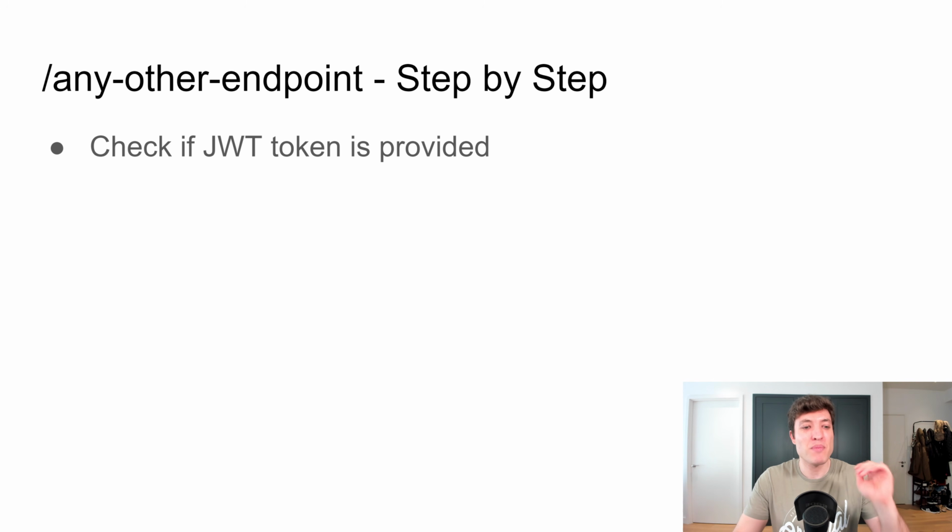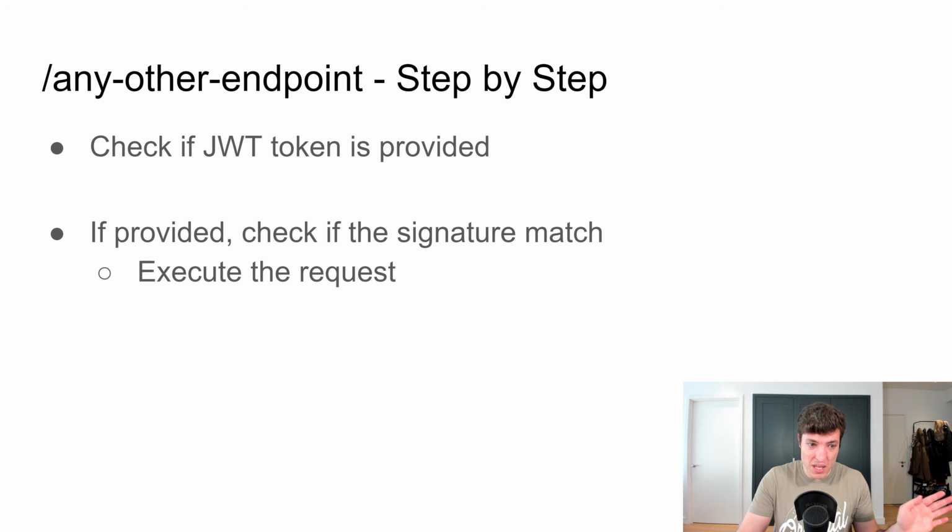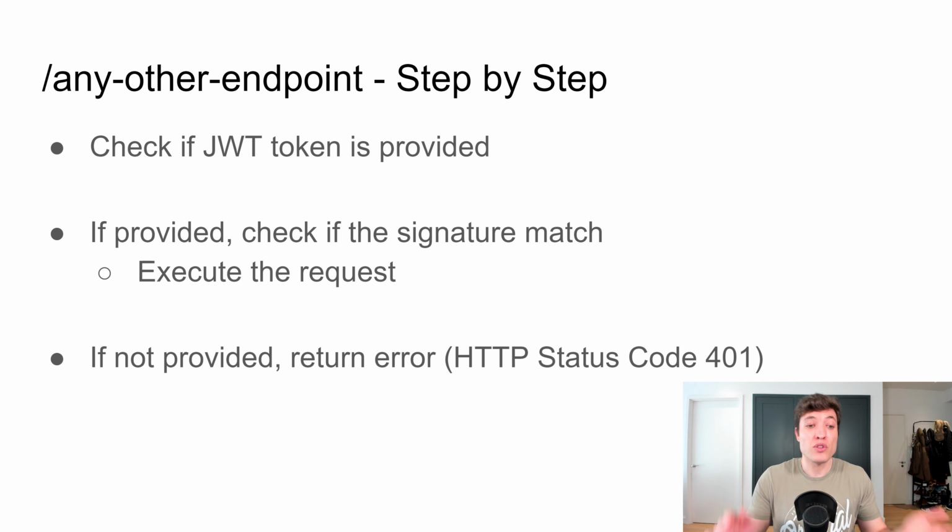So step by step, we check if the JWT token is provided. If it is provided, we check if the signature matches. If it matches, we execute the request immediately. If the JWT token is not provided, or the signature doesn't match, or it was already expired, we just return a 401 and say, hey, I'm sorry, you are not authenticated, you are not authorized.